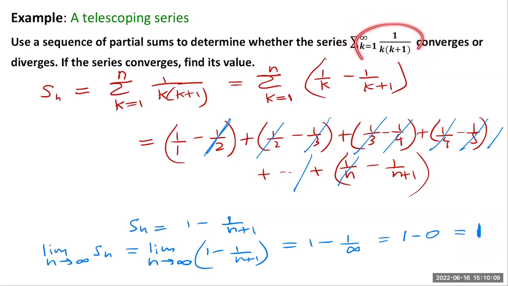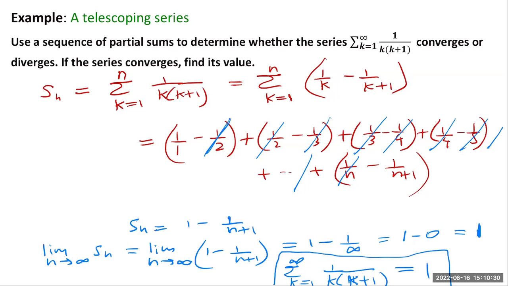This original series also converges to 1. Or in other words, the sum from k equals 1 to infinity of 1 over k times k plus 1 is equal to 1. That's the conclusion. Your series converges, and it converges to 1. All right, let's move on.